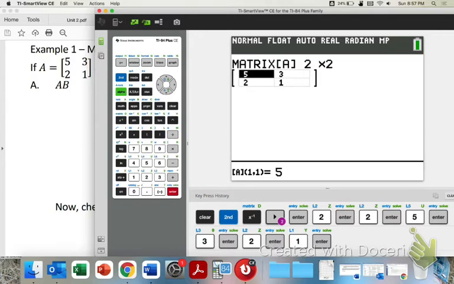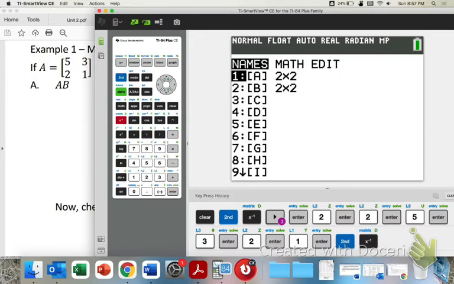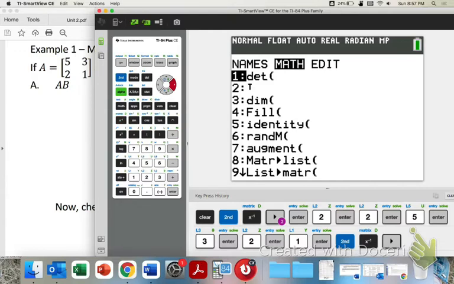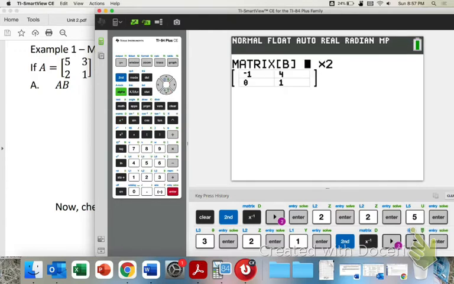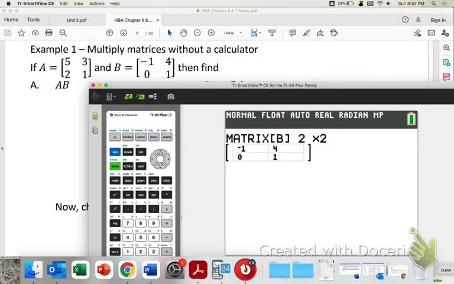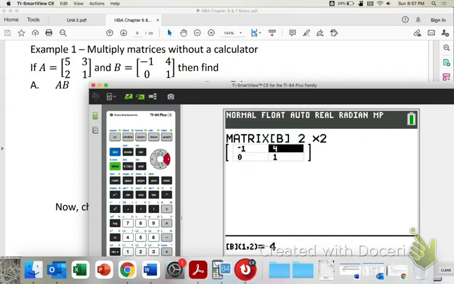And I'm going to type in matrix A is 5, 3, 2, 1. I'm going to go back into my matrix menu. I'm going to go back over to edit, and I'm going to edit matrix B. B is already a 2 by 2, but I want matrix B to be negative 1, 4, 0, and 1. It looks like I haven't edited this since last year at this time.